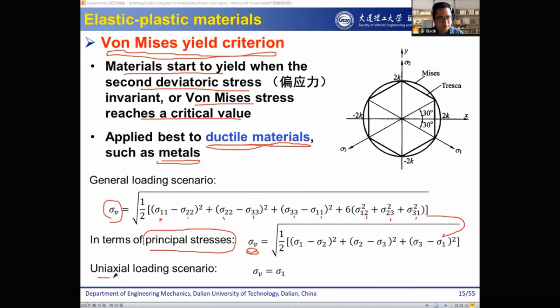And this is under the uniaxial loading scenario, which is the simplest case. In the uniaxial loading scenario, we only have the stress in one direction. So the Von Mises stress is equal to sigma 1. Okay, this Von Mises yield stress we have to remember. It is used to check whether the material has gone into plastic deformation or not, and is used for ductile material.